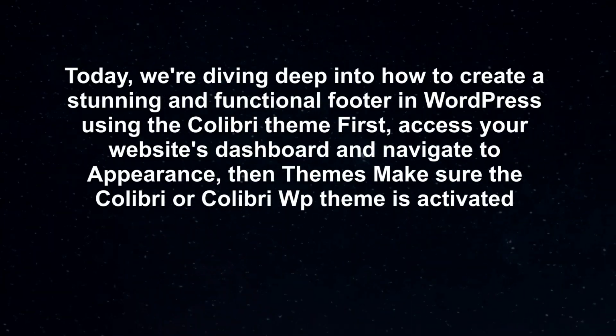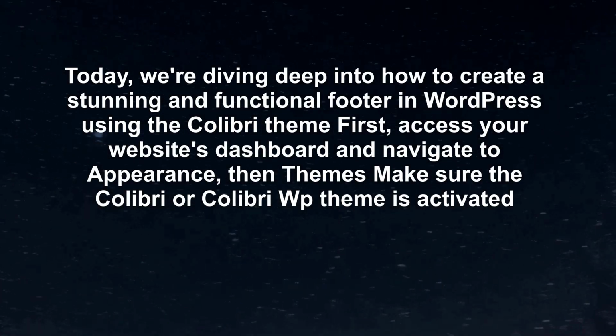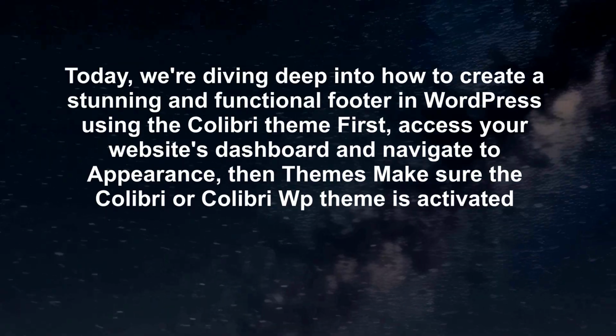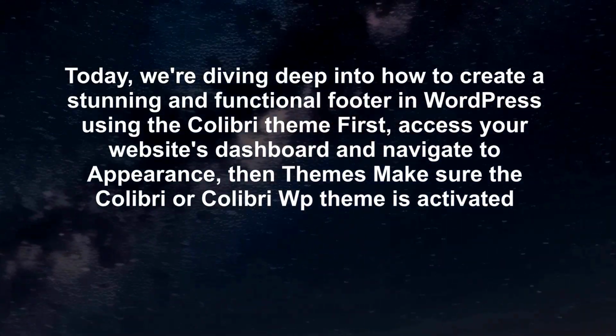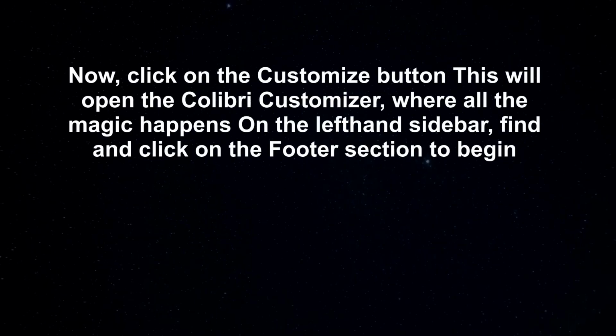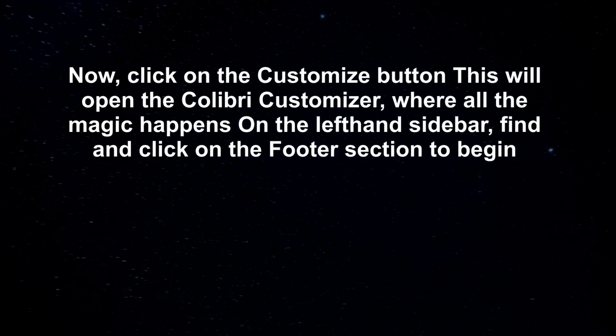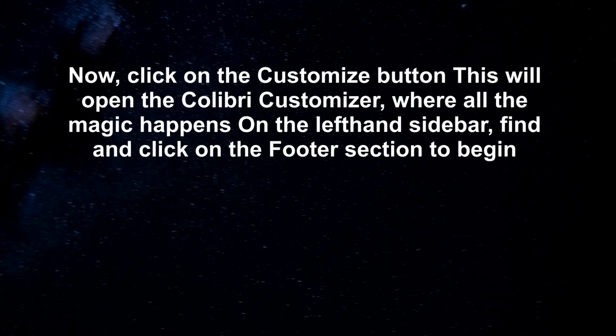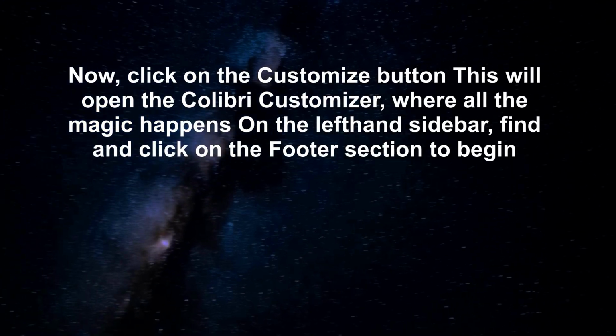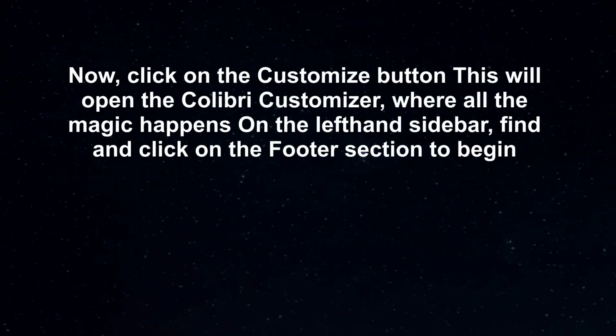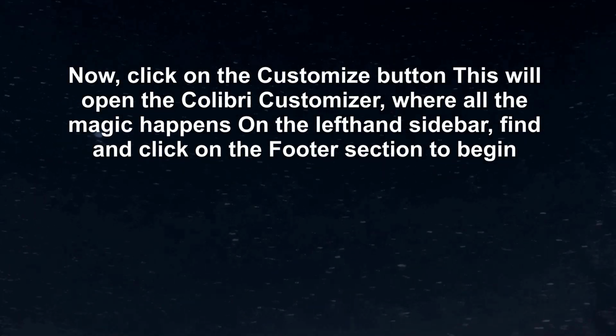First, access your website's dashboard and navigate to Appearance, then Themes. Make sure the Colibri or Colibri WP theme is activated. Now, click on the Customize button. This will open the Colibri Customizer, where all the magic happens. On the left-hand sidebar, find and click on the Footers section to begin.